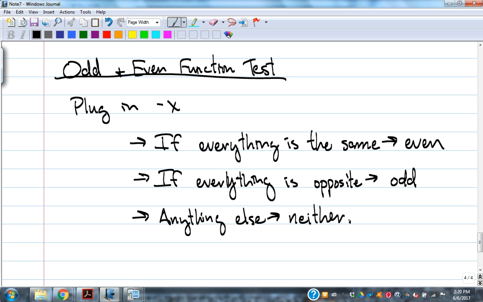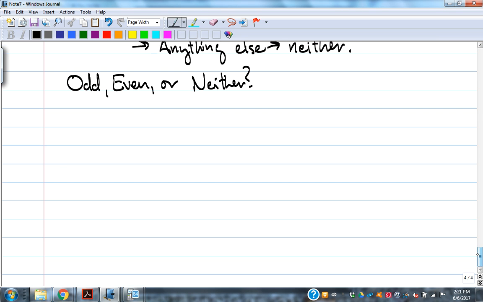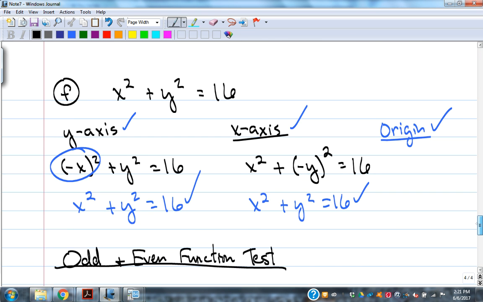Okay. So we're going to plug in negative x into the problem. If everything turns out the same, it's going to be even. If everything turns out the opposite of what it originally was, then it's odd. If any mixture of that happens, then it's neither. Okay. Most functions are neither. Most regular ones that you're going to encounter, but they're going to throw in the ones that are special in this section because that's what they're talking about. So odd, even, or neither. That's the question we're answering for this example.